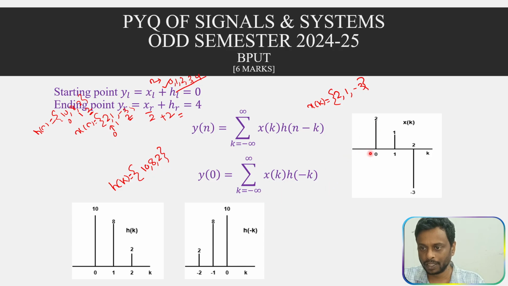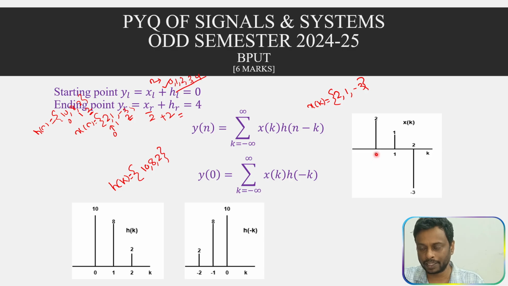Okay. Similarly, at 1 the value is 1, but in this case the value is 0. Okay. So you don't need to multiply this. Similarly, at 2 the value is minus 3, but there at 2 the value is 0, so you don't need to multiply this. So only the common value is 0. Okay, so you can see at minus 1, in this case the value is 8, but in this case the value is 0. Okay, so the common point is 0.